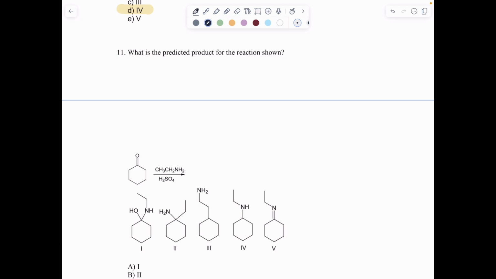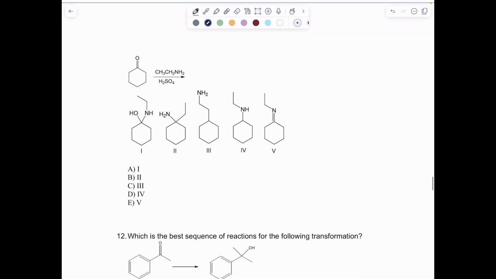Question 11, what is the predicted product of the reaction shown? So here we have a ketone that is reacting with a primary amine, and we know it's primary because it has only one bond to something that is not hydrogen. So I believe the shortcut that you were taught in class was if there were 2 protons, it's going to form a double bond. If there's 1 proton, it's going to just form a single bond. So we know that it's likely going to be option 5 because that's the only one that shows the nitrogen with a double bond, but I'm going to work through the mechanism just to prove to you that that's the product that we're going to get.